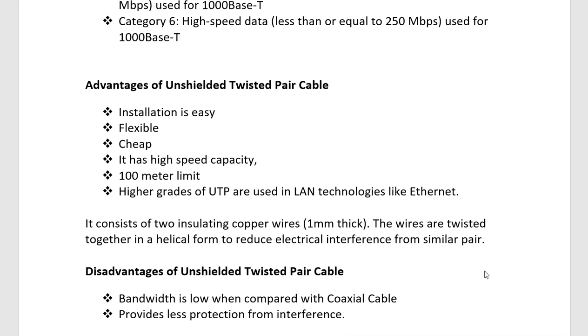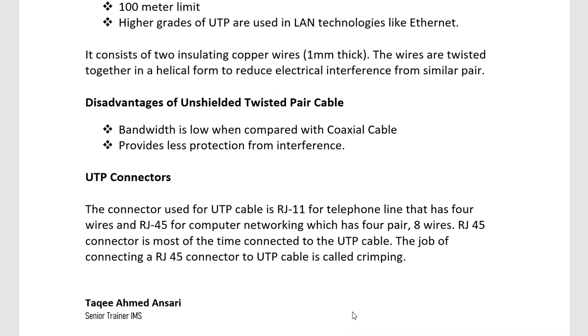Then UTP connectors. The connector used for UTP cable is RJ11 for telephone lines, that has 4 wires, that means only 2 pairs, and RJ45 for computer networking, which has 4 pairs, that is 8 wires. RJ45 connector is most of the time connected to the UTP cable. The job of connecting the RJ45 connector to UTP cable is called crimping. So when you connect the connector to the cable, that job is called crimping. So it is said we are doing crimping on it.